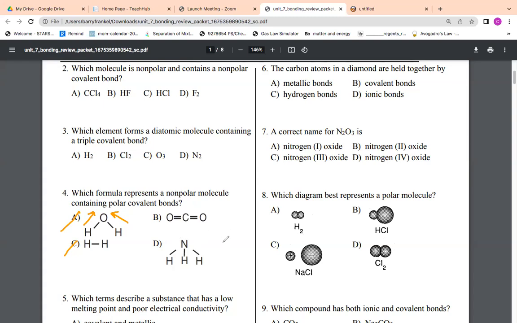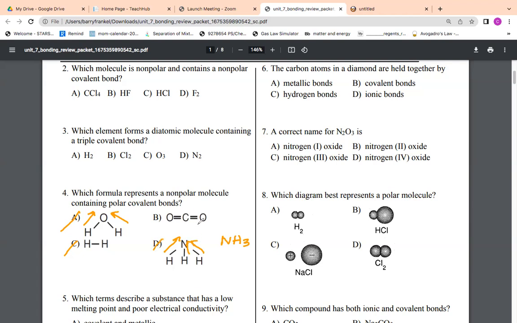Let's look at D. This is ammonia, NH3. Okay, if you take the electronegativity differences of the individual bonds, you will see that it falls into the polar range. And again, because of the shape, all of the charge ends up going basically to the top of the molecule towards nitrogen. So it's also asymmetrical. So this is an overall polar molecule.